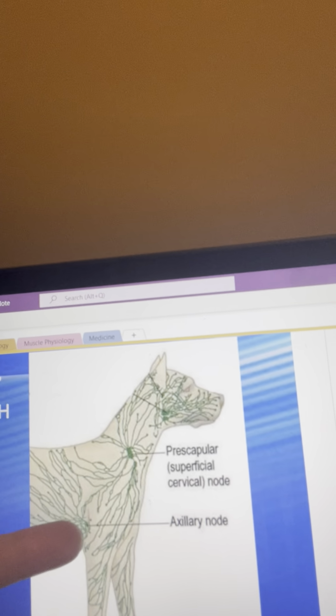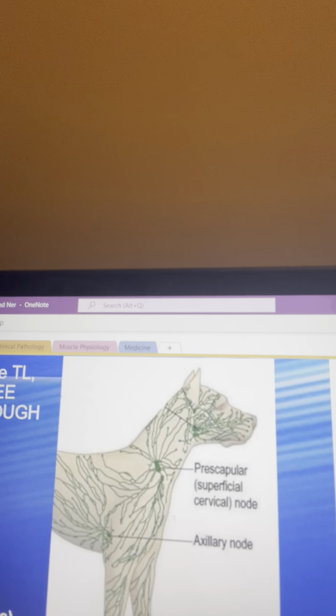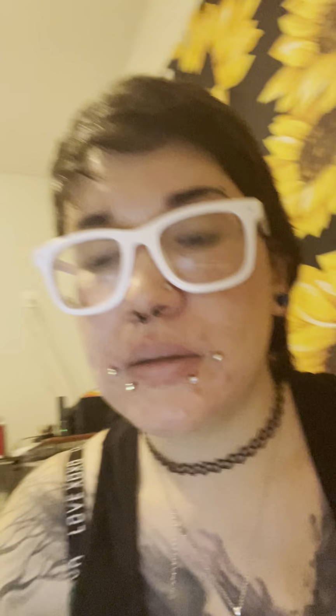So regardless, you'll never see the vessels, though you will see the major nodes of the vessels. So we have prescapular lymph nodes, and then we have axillary, and then we have cubital, which is mainly in horses. So I can show you those. We have the prescapular lymph nodes here, and then the axillary back here, so in the armpit, basically, of the dog.